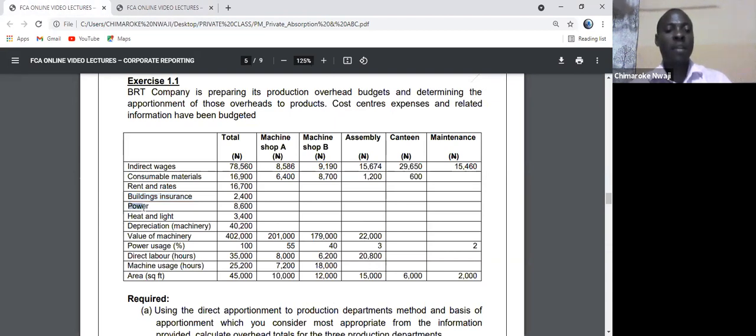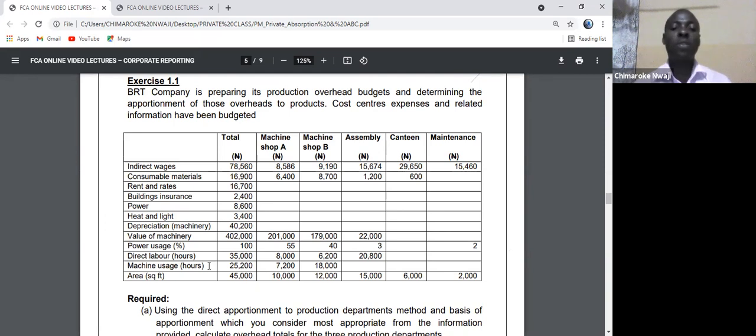We now go to power, and we have a charge of 8,600 naira. What is our basis of apportionment? Of course, you see where they wrote power usage, so we use it immediately that way. This is in percentage, and we have 100% here. Machine A takes 55% of it. Machine B takes 40%. Assembly takes 3%. Canteen takes 0, so you will not allocate anything to canteen. And maintenance takes 2%. If you add 55 plus 40, that gives you 95. Then 3 plus 2, which is 5, gives you 100.